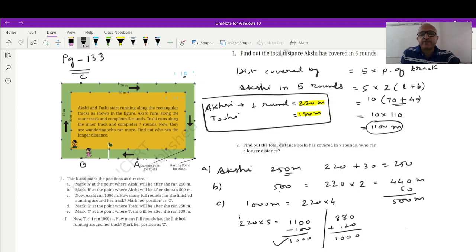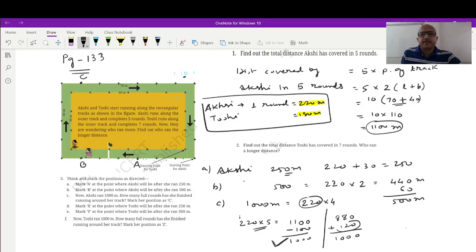Am I clear? Once again, we want a total of 1000 meters. One round is 220 meters, right? If you are doing 4, then we have to add 120 in that. And if you are going 220 into 5, then it is 1100. So we'll subtract 100 to get 1000. So I'm going for this. So 5 rounds obviously will complete over here. And then we have to subtract. So we'll go in a reverse direction, right? So from here to here, 10, 20, 30, 40, 50, 60, 70, 80, 90 and 100. So that means this is the C point.